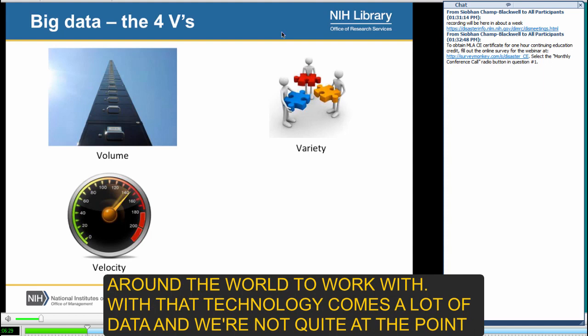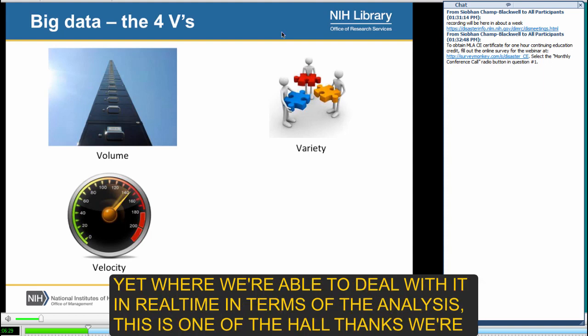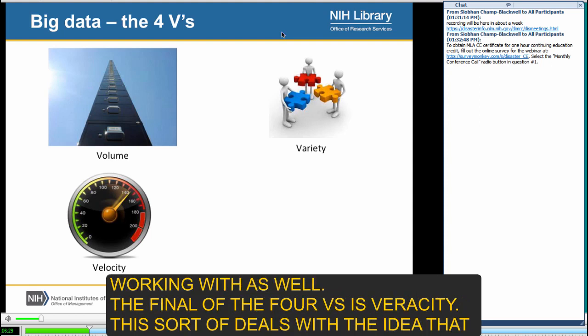So, with that technology comes a lot of data, and we're not quite at the point yet where we're able to deal with it in real time in terms of the analysis. So this is one of the challenges that we're working with as well.